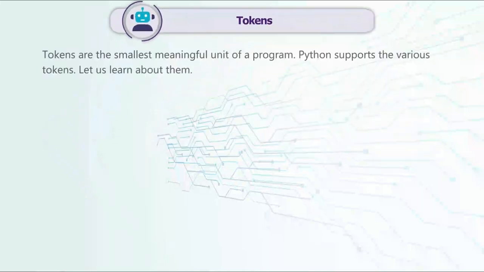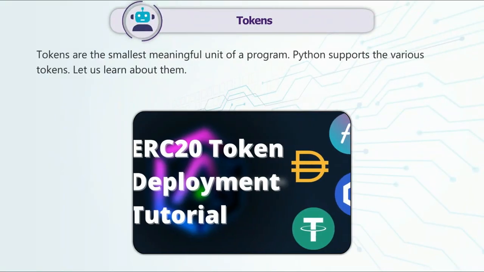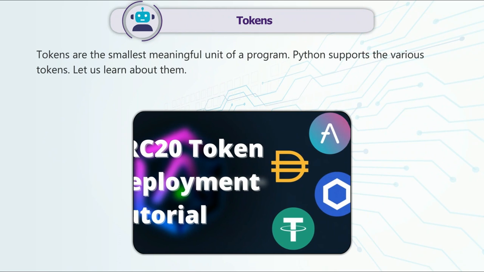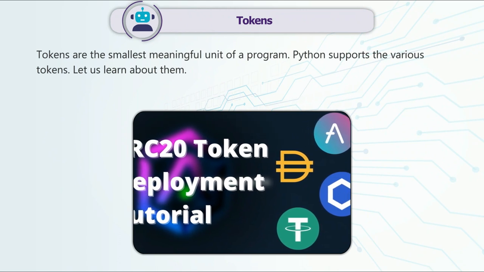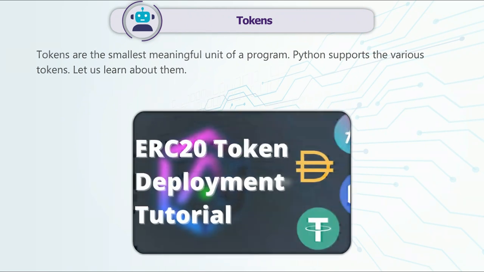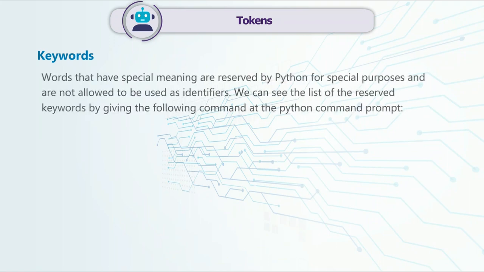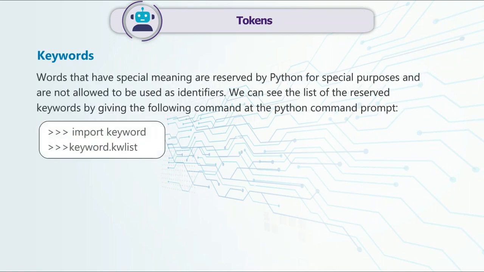Tokens. Tokens are the smallest meaningful unit of a program. Python supports various tokens. Let us learn about them. Keywords. Words that have special meaning are reserved by Python for special purposes and are not allowed to be used as identifiers. We can see the list of the reserved keywords by giving the following command at the Python command prompt. import keyword.